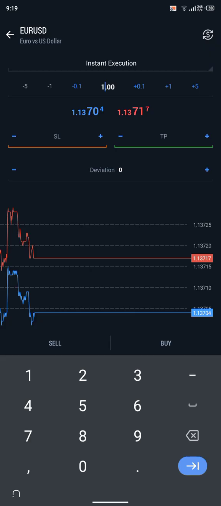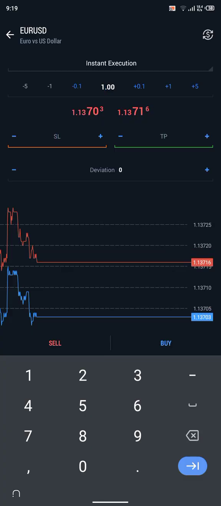Then moving forward, we are seeing this place, SL and TP. So the SL means stop loss and the TP means take profit. So this is where you are going to fix your stop loss and your take profit.